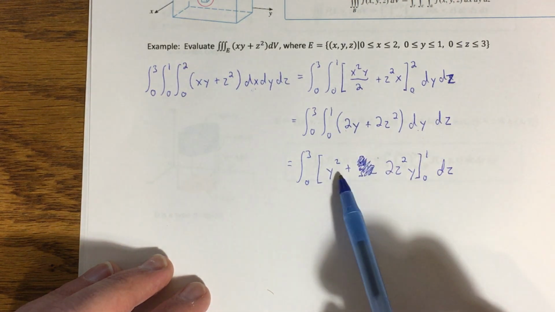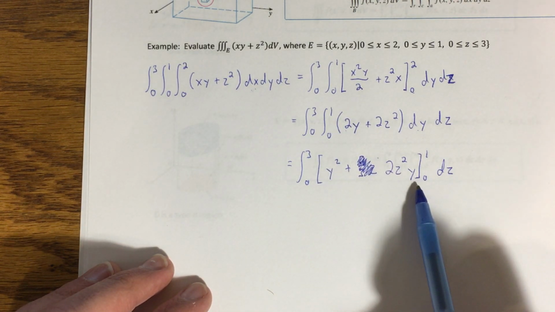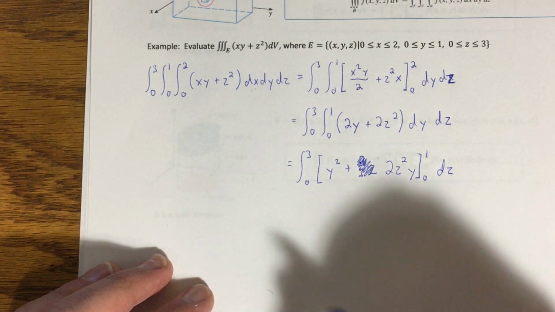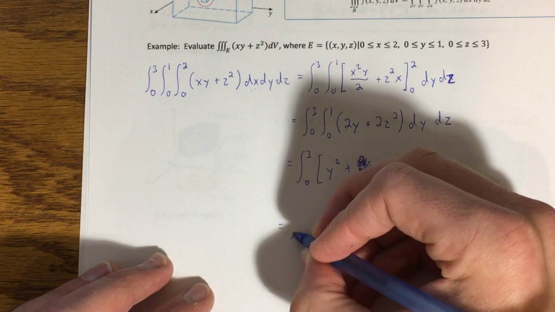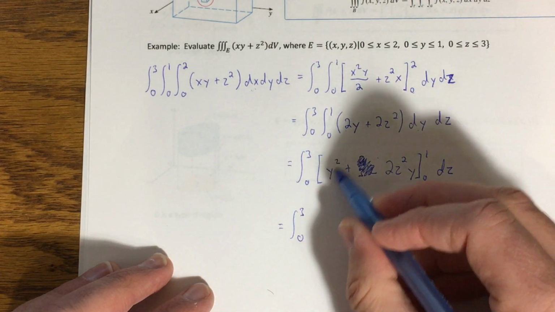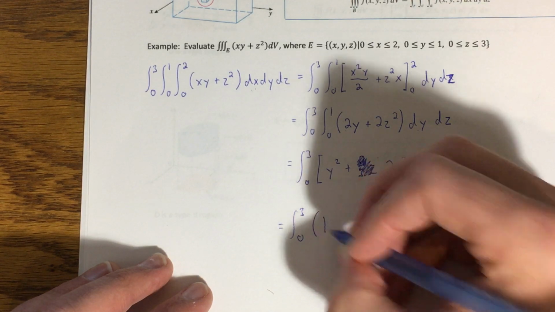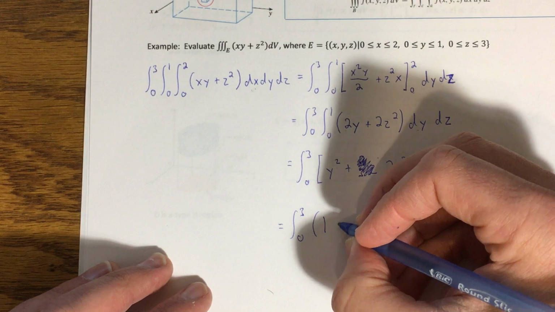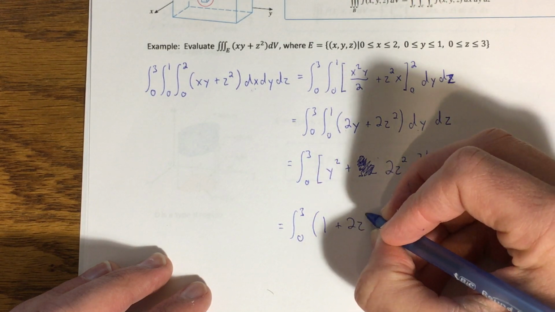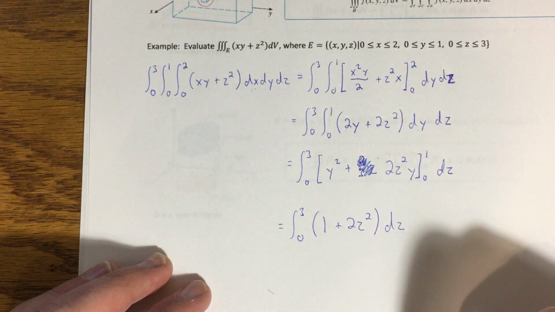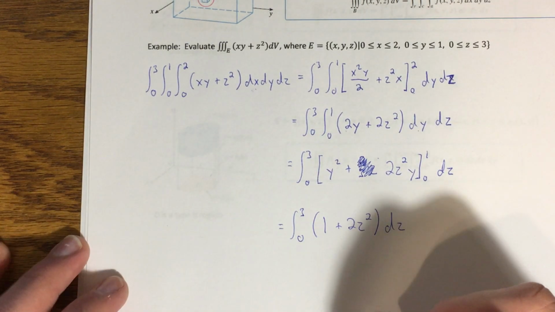So, okay, integrated with respect to y. Once again, the 0 down here makes this simple. I just need to plug the 1 in and we're good to go. So, plugging the 1 in for my y's now, 1 squared is just 1. 2z squared times 1 would just be 2z squared, so plus 2z squared. And then we're going to integrate with respect to z next.